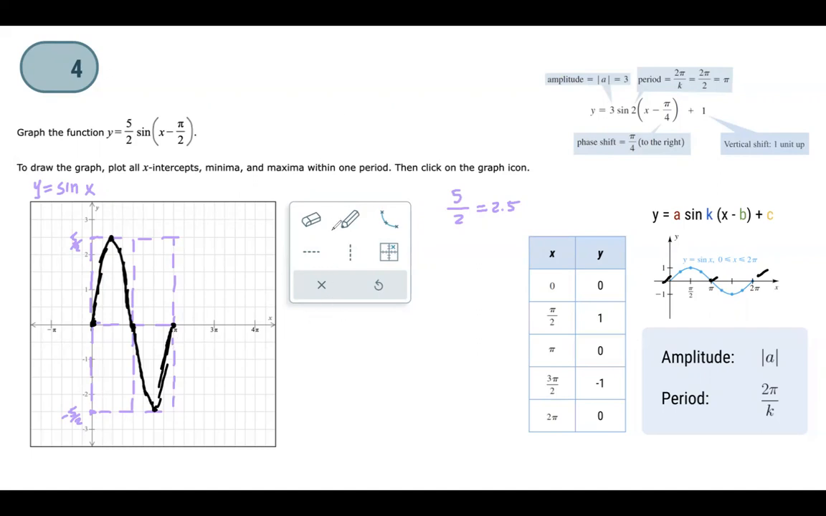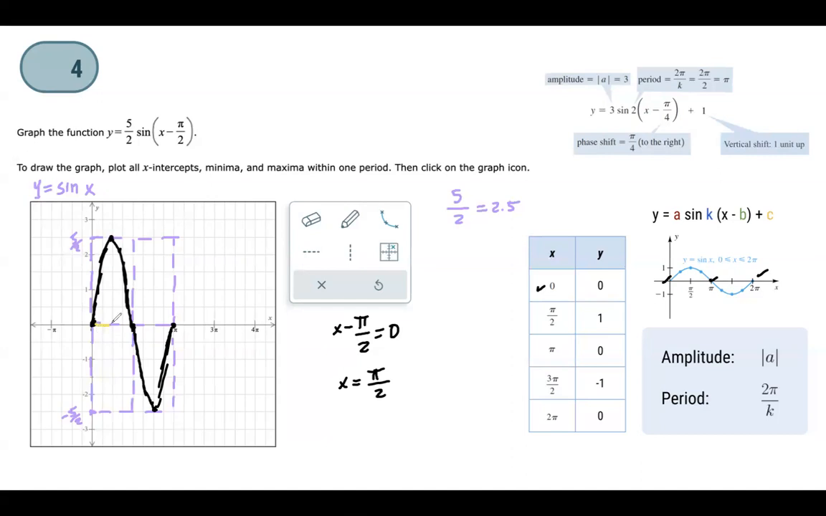How do we find the phase shift? So basically we grab the same input, the argument of the sine, and we set it equal to the first value, the 0. And we solve for x. We're going to get x is equal to π/2. What does that mean? It means that the graph is going to jump π/2 units to the right. So if this is pi right here, half of that is π/2. So it means that we need to move 2 rectangles to the right.